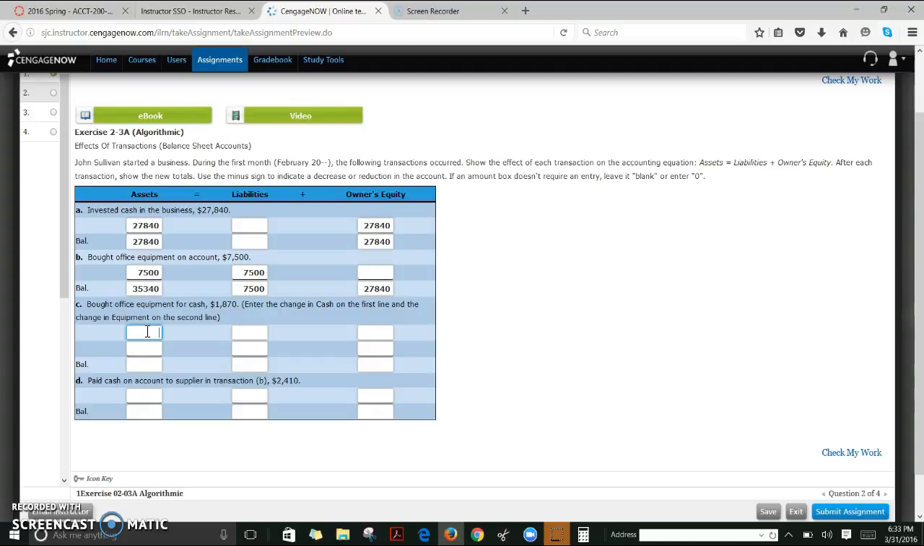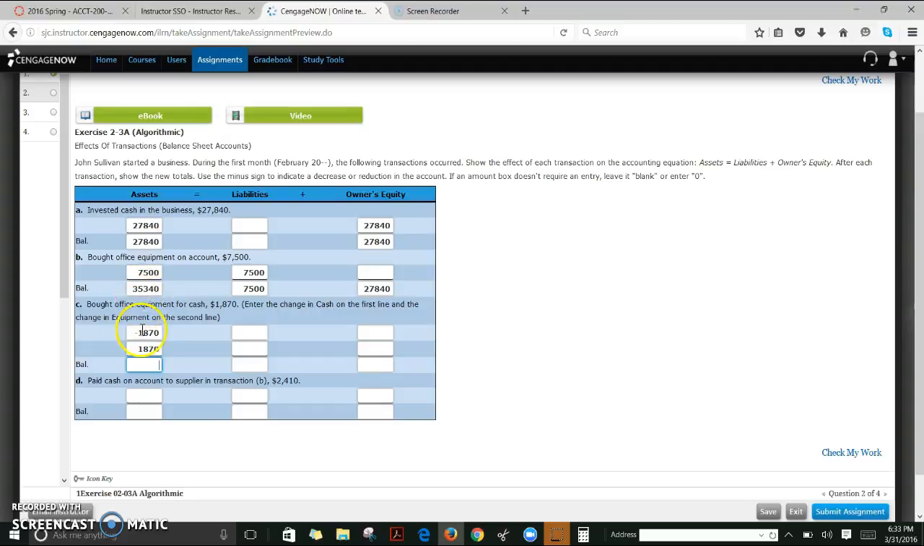Okay, on the next one, you bought office equipment for cash. Enter the change in cash on the first line and the change in equipment on the second line. Since two assets were affected, one of them was increased and the other was decreased. So we bought office equipment for cash, 8,700. So 8,700 decrease in cash, put a minus there, and 8,700 positive or plus. We don't have to put the plus. It assumes it's a plus for the cash.